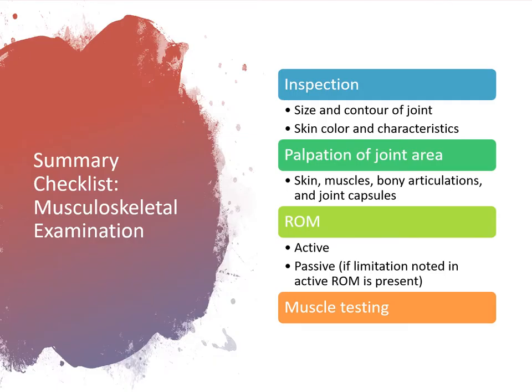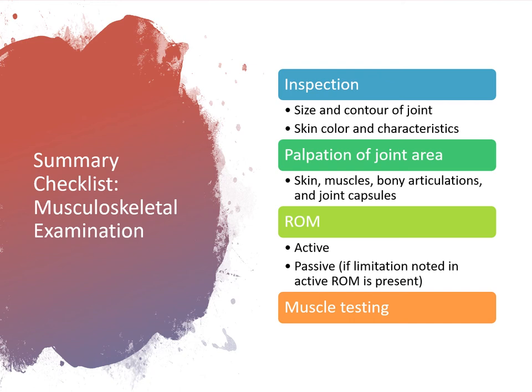The general order for assessing the musculoskeletal system includes inspection, palpation, range of motion, and muscle testing. While inspecting, you will notice the size and contour of the joints as well as the skin color and characteristics. You will then palpate the skin, muscles, bony areas, and joint capsules if applicable. You will then test the patient's range of motion.